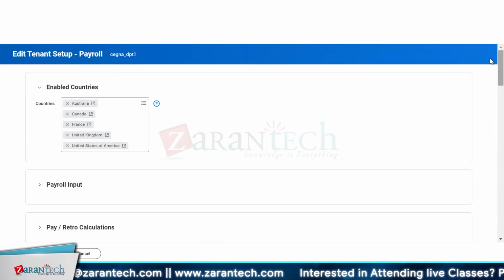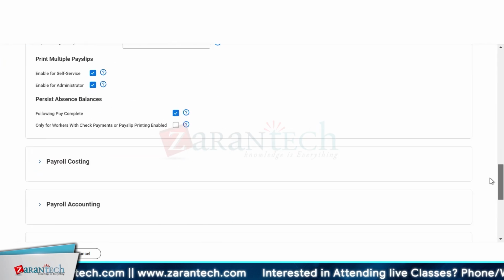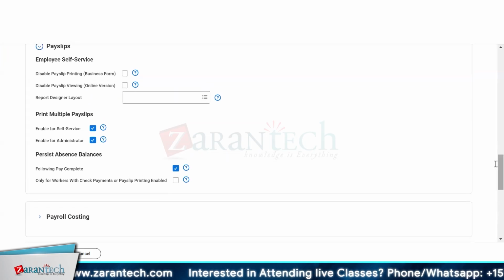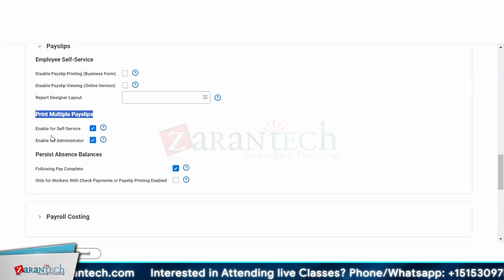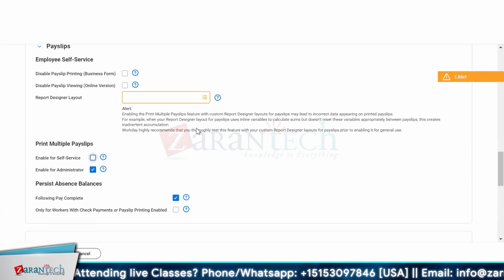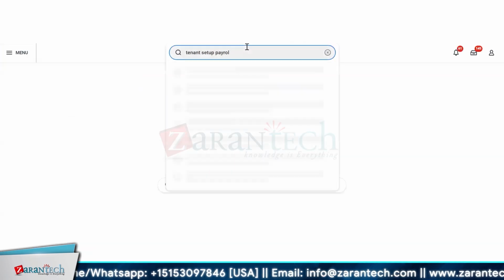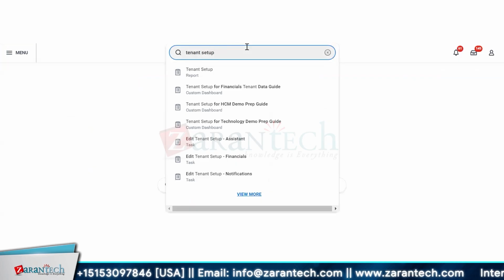So tenant setup is basically a one-time setup, where you can enable or disable things. Print multiple pay slip is enabled for administrator and self-service. Self-service means you can print it yourself as well, but I want to disable it for self-service. Only the administrator can do it, and whenever the system gives alerts, I will not accept them, I will discard them. Okay. So this is what the tenant setups and conventions are, and we can set them up as per your requirement.